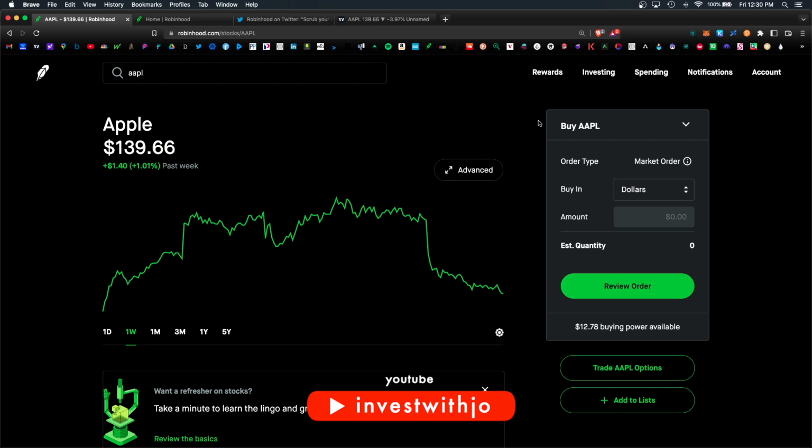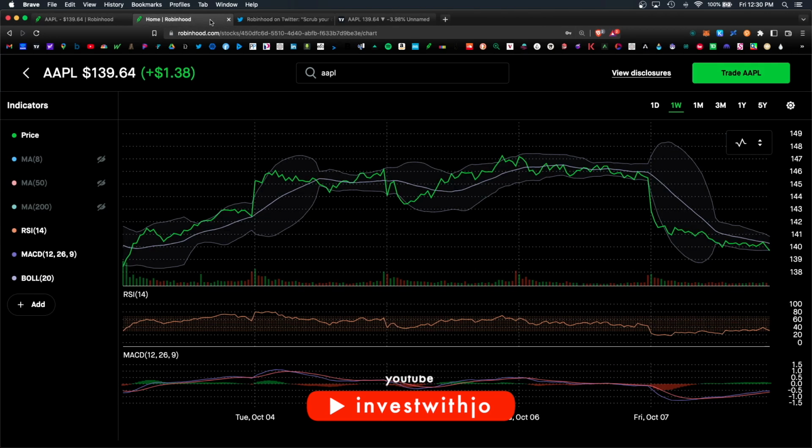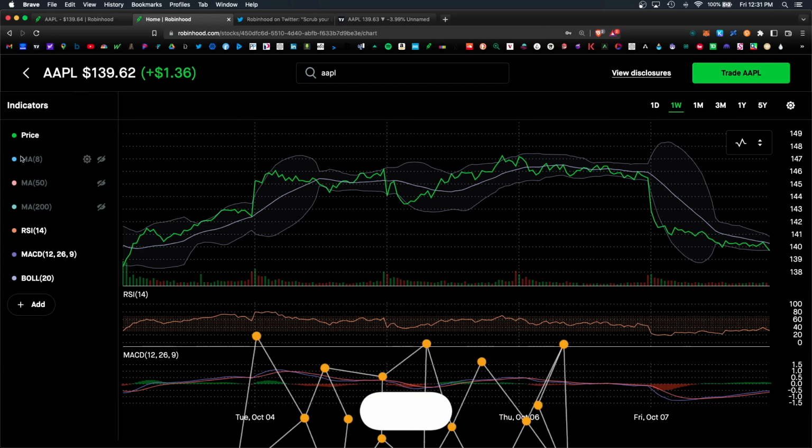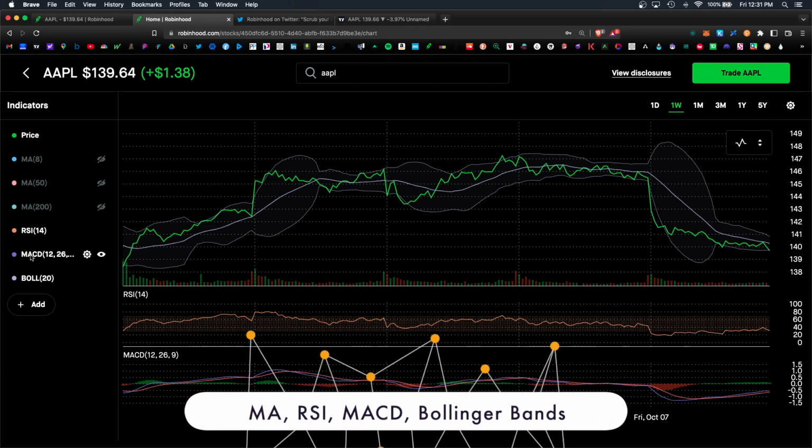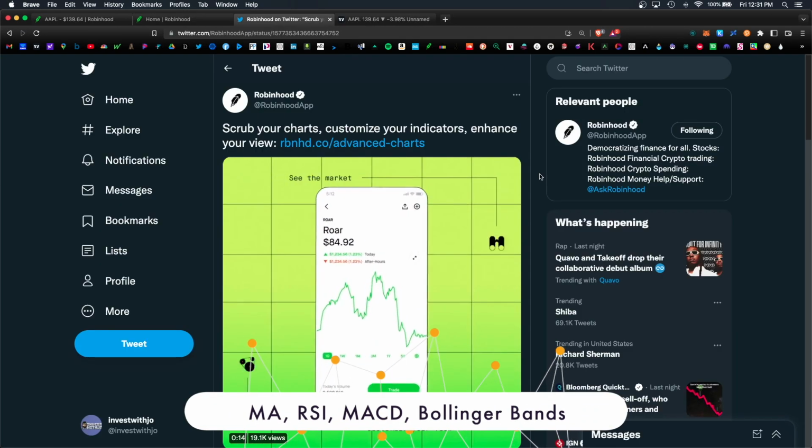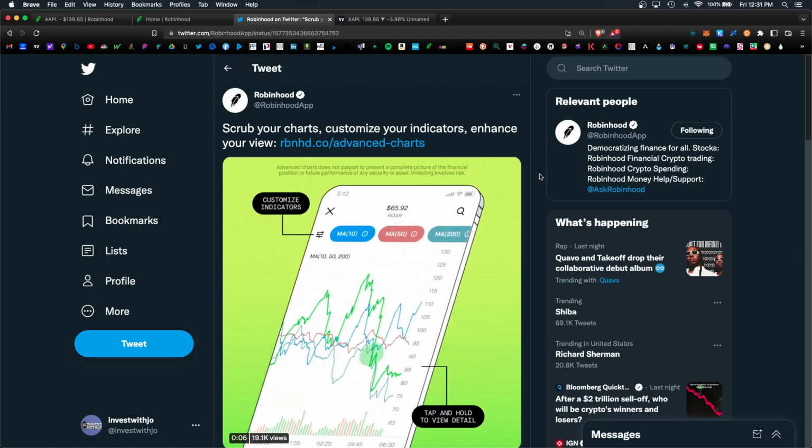Today I wanted to cover the new advanced chart features Robinhood has released on their desktop and phone app. They've added new technical indicators to their charts, including moving averages, the RSI, MACD, and Bollinger bands. So Robinhood just released this update this week, and it's been pushed to all Robinhood users.